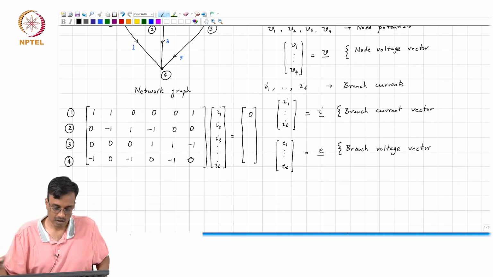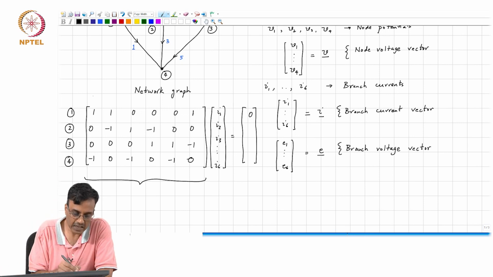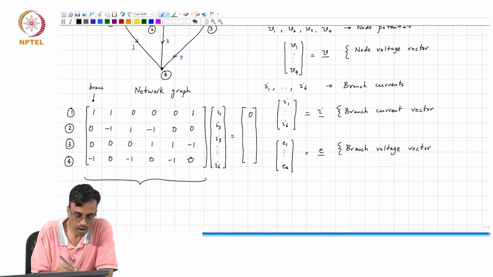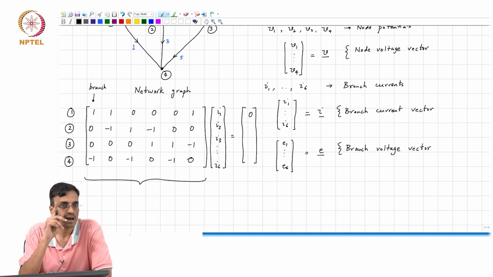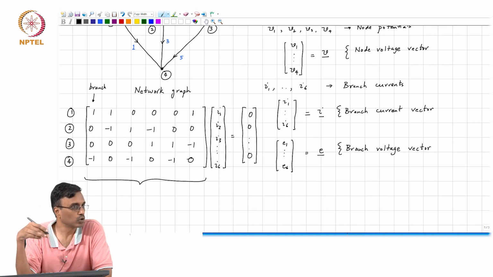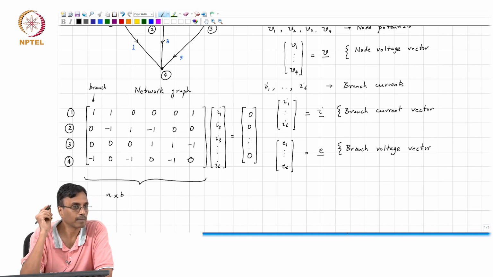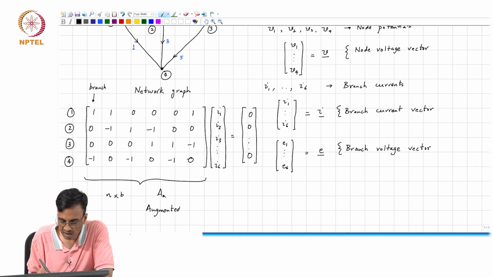So, what comment can we make about the size of this matrix? Every branch is represented by a branch current, and therefore, you have a column for each branch, and you have a row for each node. So, the size of this matrix is the number of nodes is the number of rows cross the number of branches is the number of columns. So, this is an n cross p matrix, and this is often what is called the augmented incidence matrix.